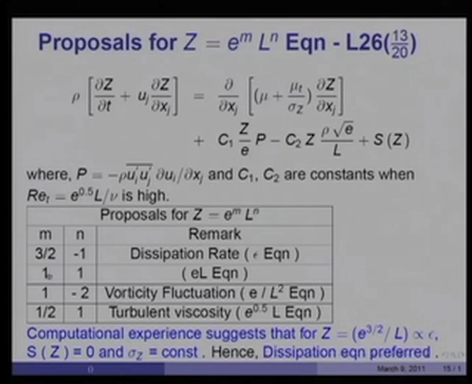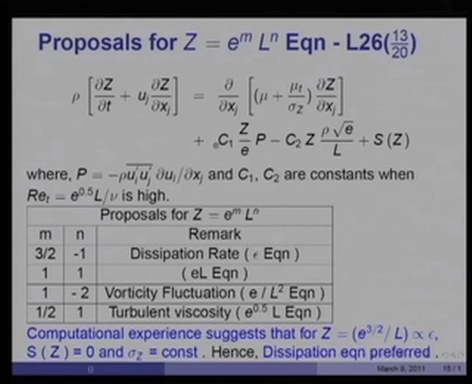Equations for m equal to 1 and l equal to 1 have also been derived, but that equation requires an additional sz term, which I have not mentioned here. Likewise, you can also have e raised to 1 divided by l squared, that is n equal to minus 2 and 1, which again requires another type of sz term. And you can also have e raised to half multiplied by l, which would be the turbulent viscosity equation itself, but that also requires an sz term. The dissipation rate equation is the only one which does not require sz, and that is equal to 0.